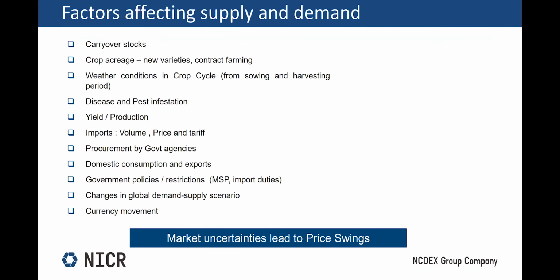So why does it move? Why does it move suddenly from one side to the other? There are various factors, and as we all know, most agricultural produce is produced only over a period of 3 to 4 months, and consumed over a period of 12 months. We always have carryover stock. The crop acreage changes. Weather conditions impact the production system.